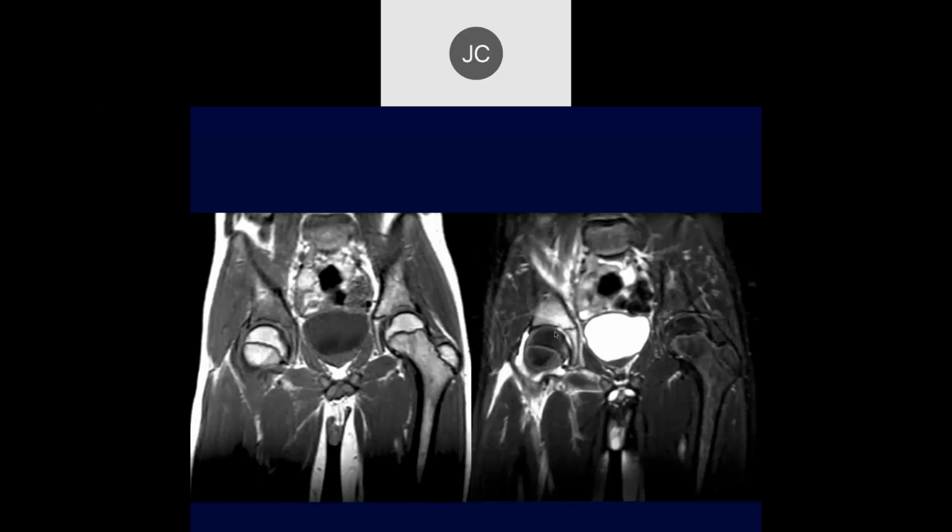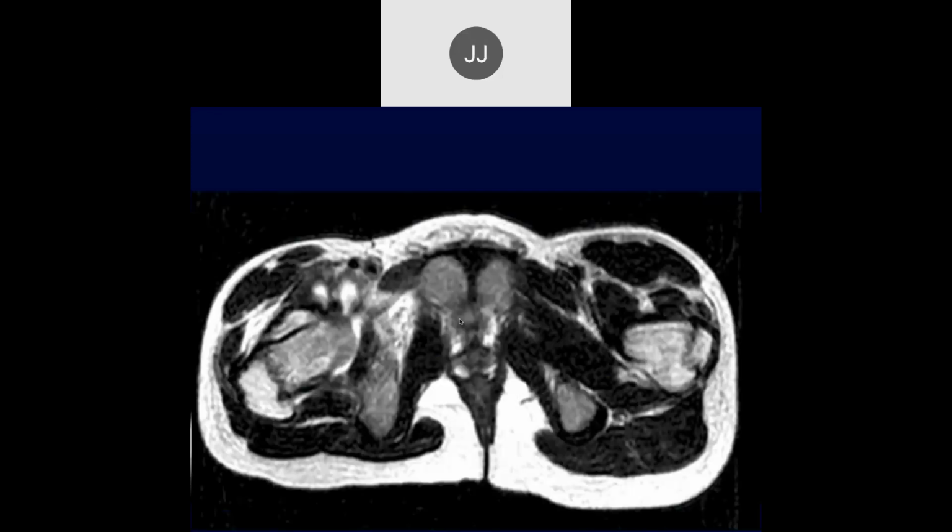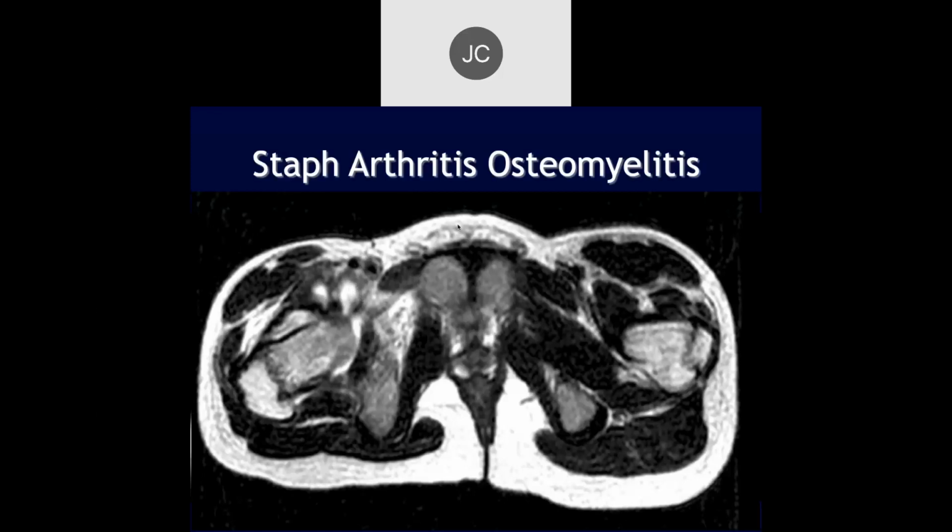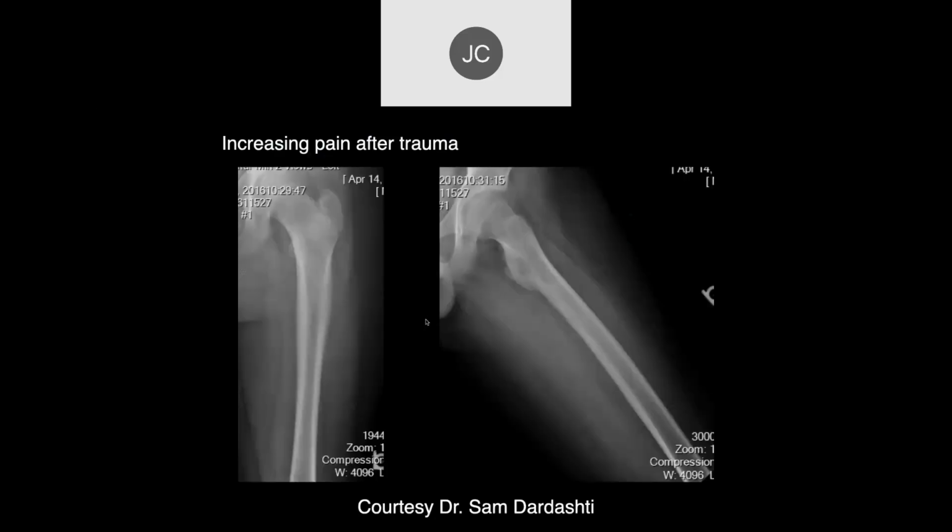When you say a small effusion, what do you mean by that? Could also be trauma. And here we can see the fluid going up into the bursa here, along the iliopsoas, and this was staph arthritis and associated osteomyelitis. This grew Staph aureus and had to be treated right away.